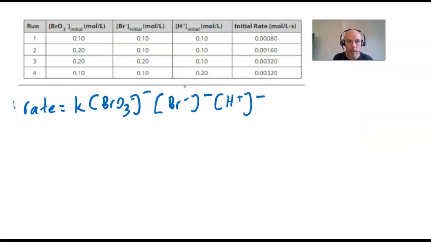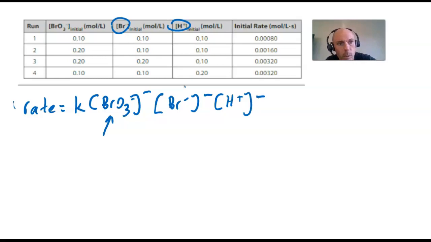All right, here's how to think about this, and it's a great little puzzle. The first thing we're going to do is figure out what the order is with respect to bromate, BrO3⁻. What we do is look for two of the 4 runs where the concentration of bromate is changing, but the concentration of bromide and hydrogen isn't. So we can just evaluate the effect of the change in concentration of bromate on the initial rate. So take a moment and look for which 2 runs have the concentration of bromide and hydrogen fixed and the concentration of bromate changing.